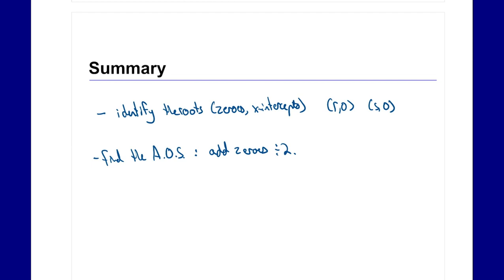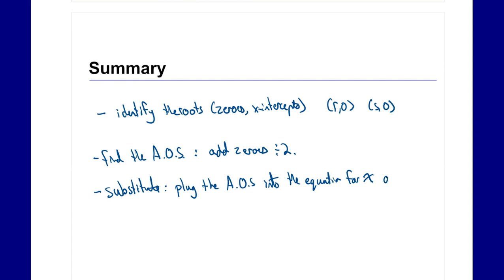Once we get the axis of symmetry, the next step is to substitute. We plug the axis of symmetry into the equation for x, and then we find y. We find the y, which is the y value of the vertex, which is also the maximum or minimum, depending on which way our graph is opening.